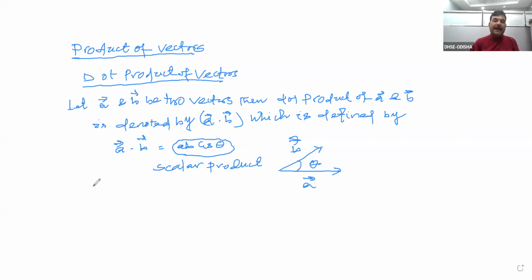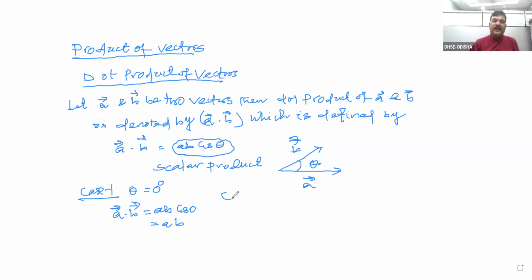Case one: the angle theta is equal to 0 degrees. Then A dot B is equal to AB cos 0. The value of cos 0 is equal to 1. So this is equal to AB.